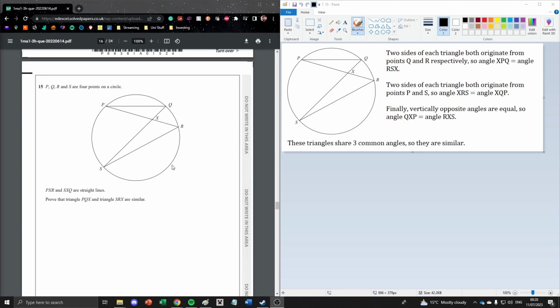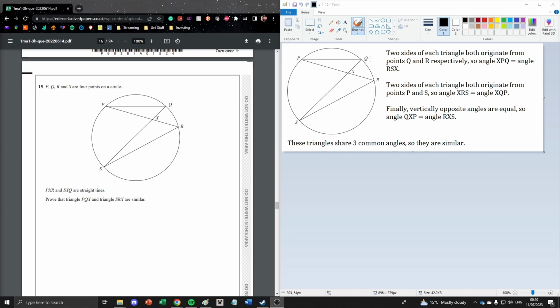Question 15 merges the topics of similarity of shapes with circle theorems. We're given that P, Q, R, and S are 4 points on a circle, told that PXR and SXQ are straight lines, and we're asked to prove that the triangles PQX and SRX are similar. When we say similar shapes, we mean that we can map one onto another just by rotating, reflecting, and scaling it. In the context of a triangle, this just means if we can prove all three corresponding angles are the same, then the two shapes must be similar.